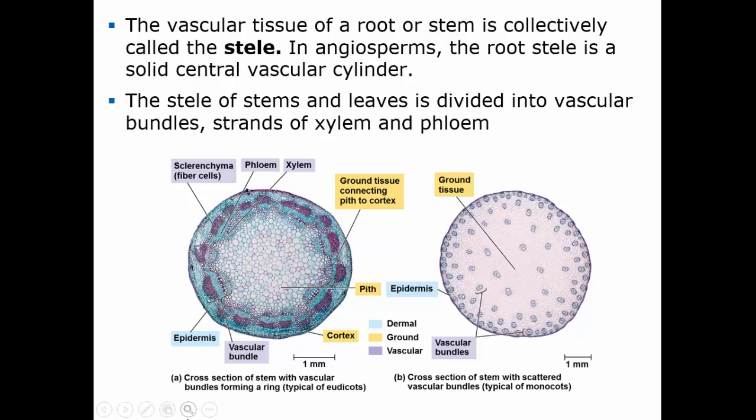The stele of the root is generally a solid cylinder, also known as the vascular cylinder, that runs down the center. In stems and leaves, the stele is typically divided into smaller portions called vascular bundles, or as strands that run through the veins of leaves. Often these bundles are arranged in different types of patterns in monocots and dicots.